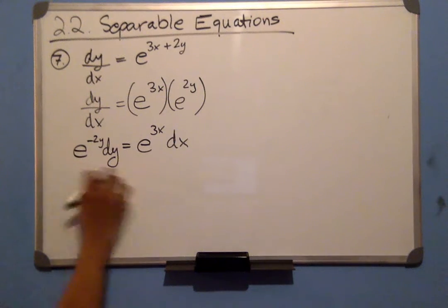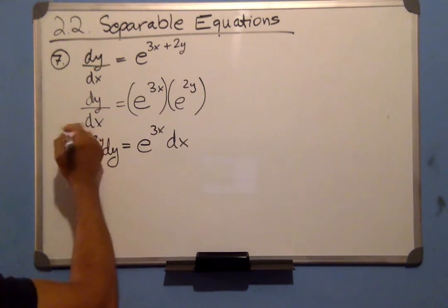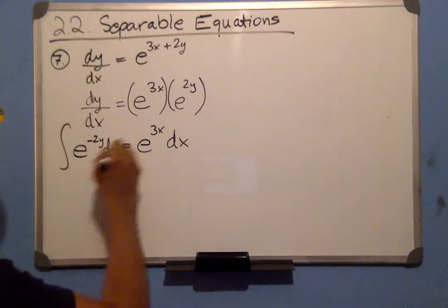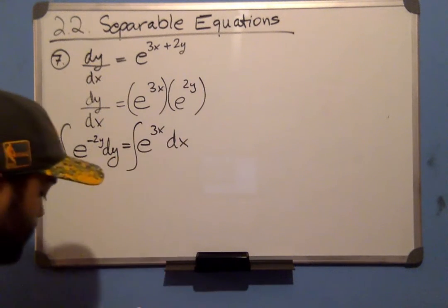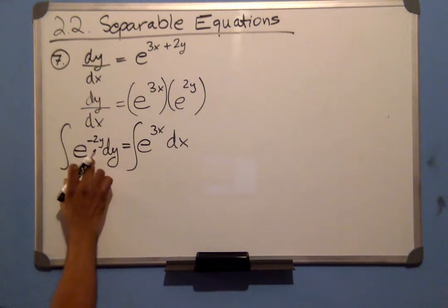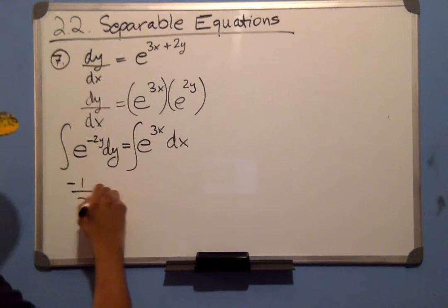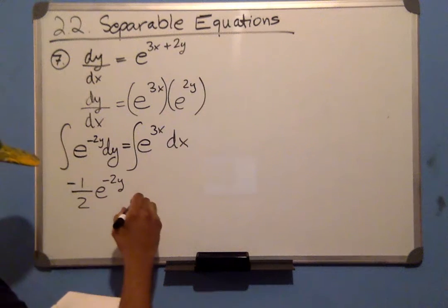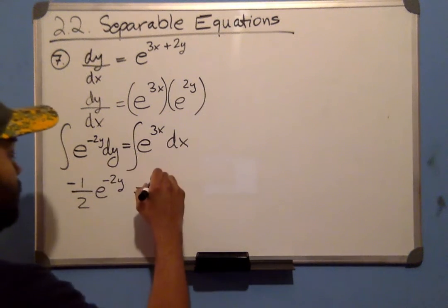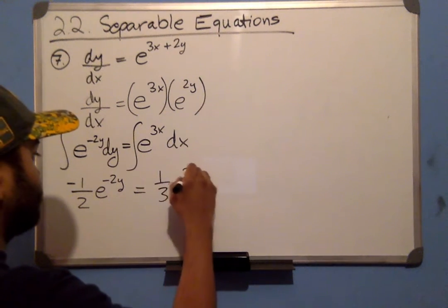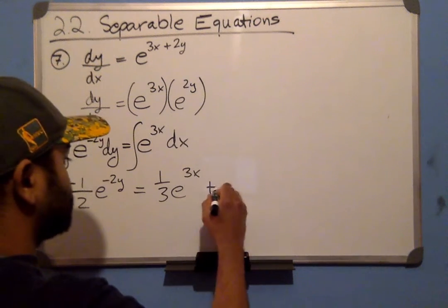All right. From here, what I can do is integrate both sides, as we've learned in Cal 2 or calculus, any course you took in CEGEP or elsewhere. The integral of e to the negative 2y very simply becomes negative 1/2 e to the negative 2y, and that is going to be equal to 1/3 e to the power of 3x plus some constant.